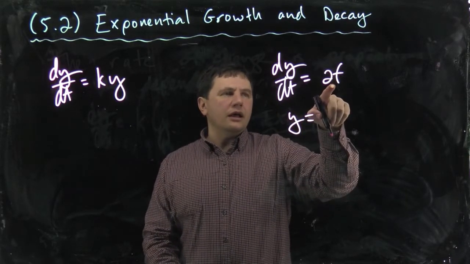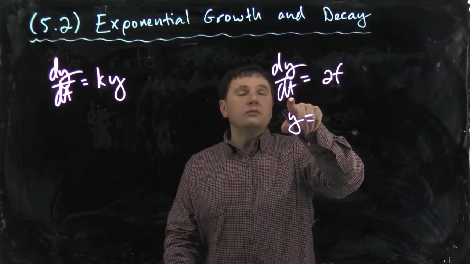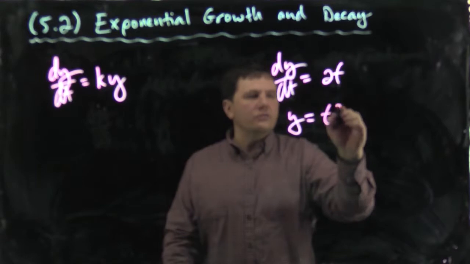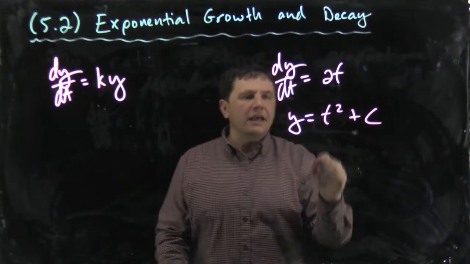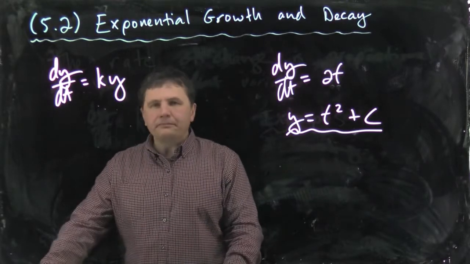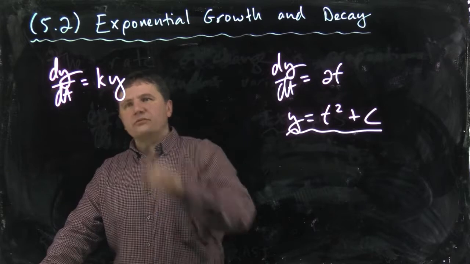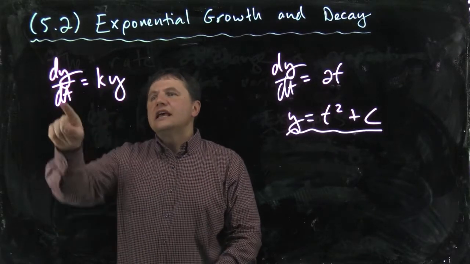These are really easy because they're completely in terms of the independent variable, which is in the denominator. So this would be t squared plus c, and then we're done. And once again, this is what's referred to as the general differential equation. I can't just integrate this.